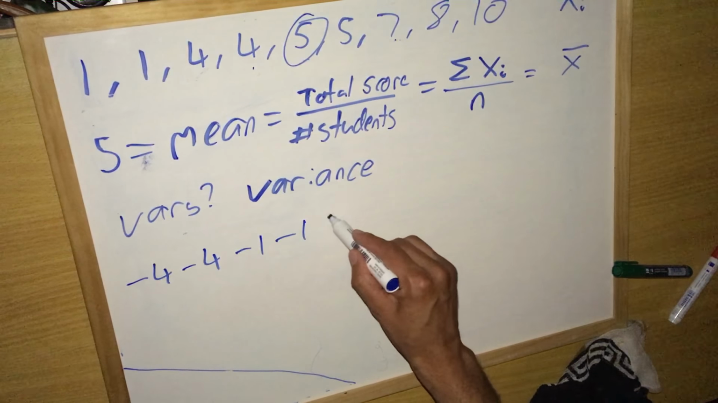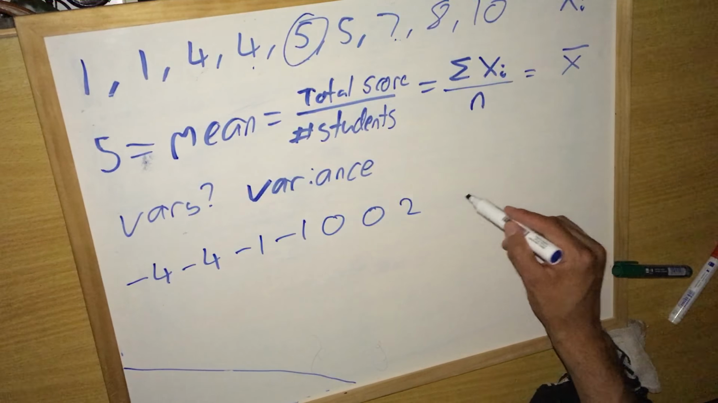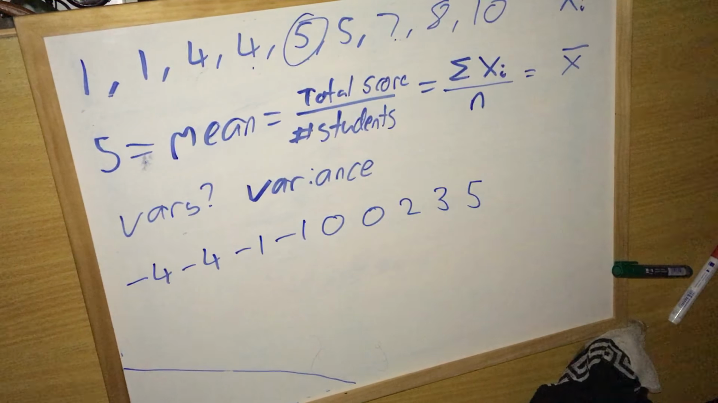And I'll keep going. 0, 0, because they're the same as the mean. 7 is 2 more than the mean. 8 is 3 more than the mean. And 10 is 5 more than the mean.